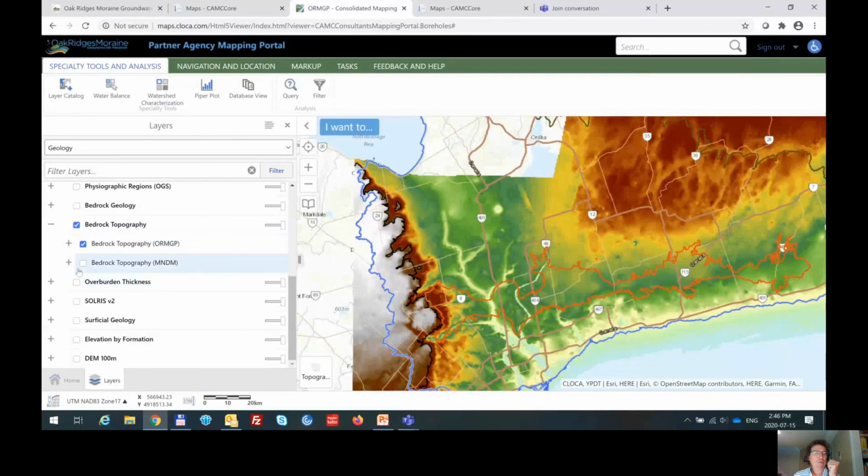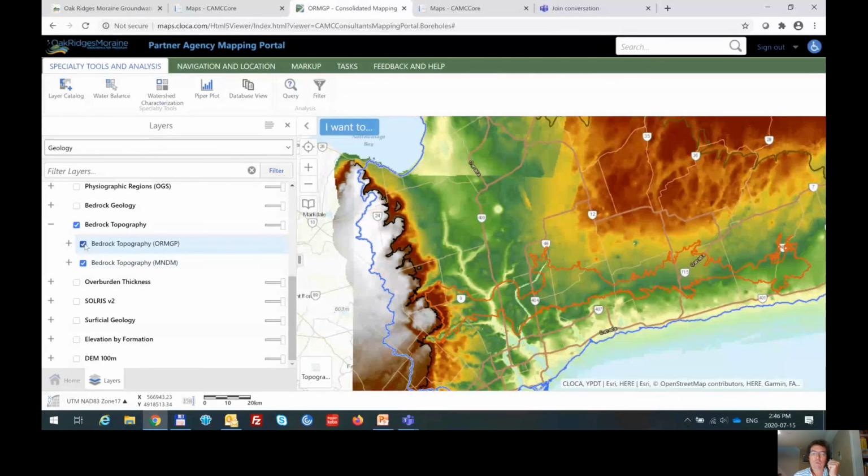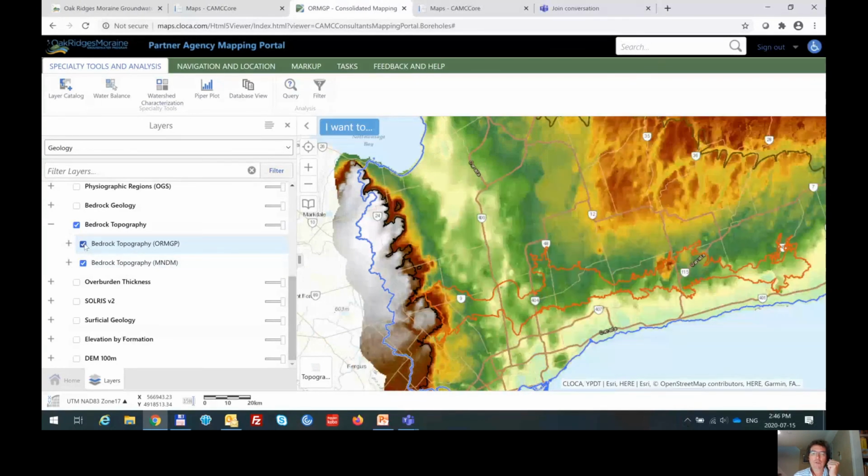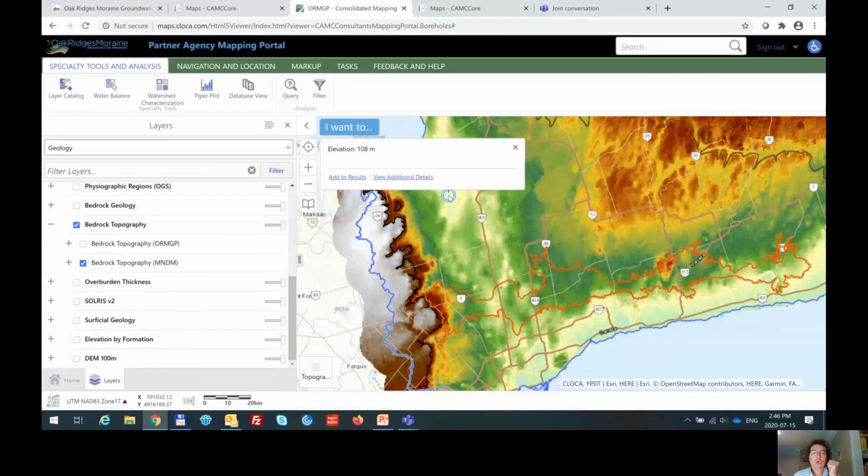Again, subject to refinement, but if I turn on the OGS, turn ours off, you can see where we've kind of imprinted that fluvial system. But anyway, they're both at your disposal. You can click on that, and this is the OGS bedrock topography, and at that point, their interpreted elevation of the bedrock surface is 108 meters above sea level.